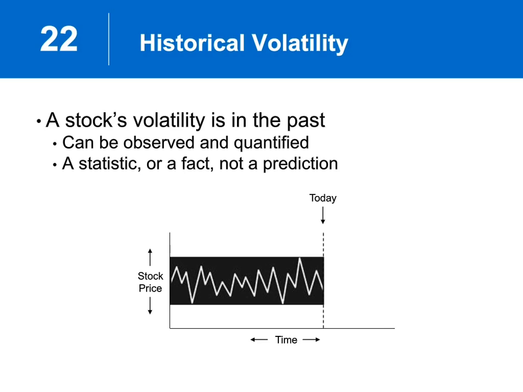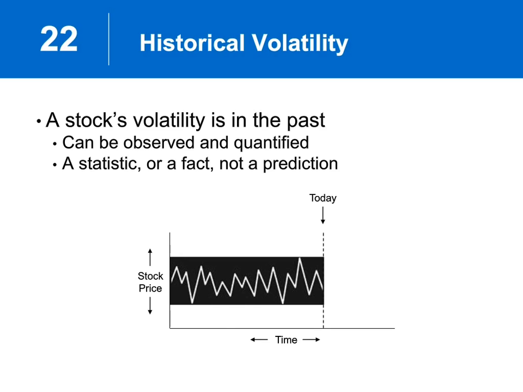Historic volatility, and honestly, it's important to get these two straight. Historic volatility, I like to refer to as the underlying's personality, how much it moves. As the slide says, it's a statistic, it's a fact. There's nothing predictive about it. It is a specific statistic about how much the underlying has moved in the past over a certain measured period of time. That's historic volatility.